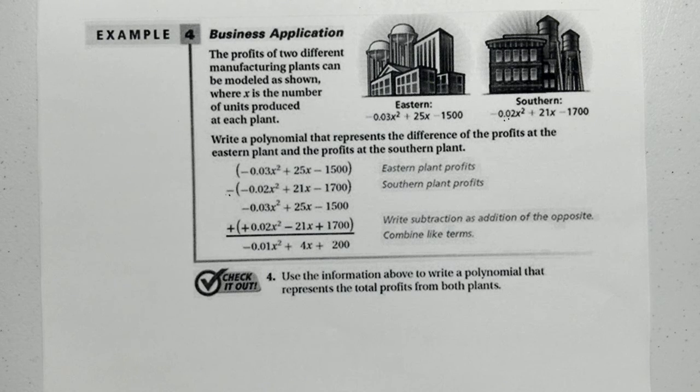There is a check it out problem at the bottom. It says use the information above to write a polynomial that represents the total profits from both plants. So go ahead, take a moment, pause the video, try this one on your own, and then resume when you're ready to check your answer.